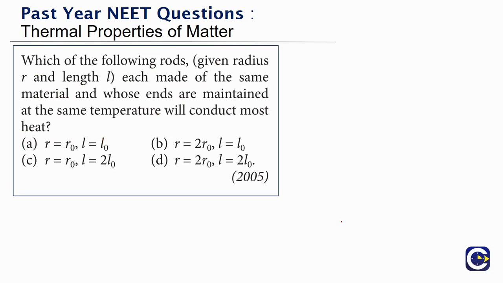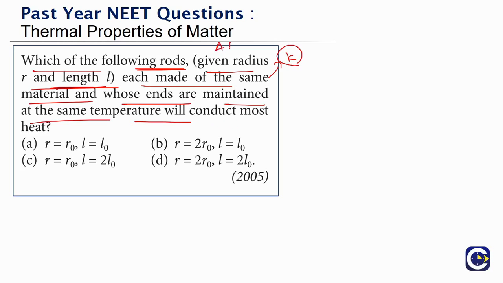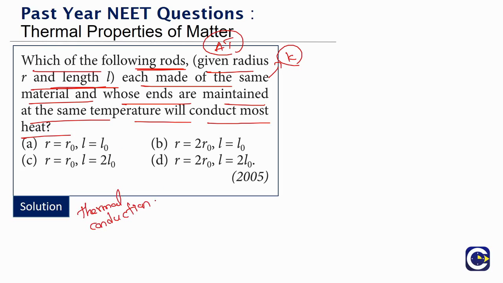Next we have another question which is based on thermal conduction. Which of the following rods, for which the radius and the length are given, each made up of the same material, means the thermal conductivity will be the same, and whose ends are maintained at the same temperature, means the temperature difference between the two ends, delta T, will be the same, will conduct the most heat? They are asking in which case the thermal conduction is maximum.